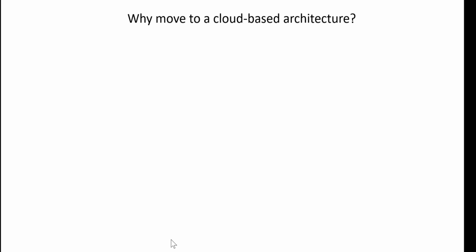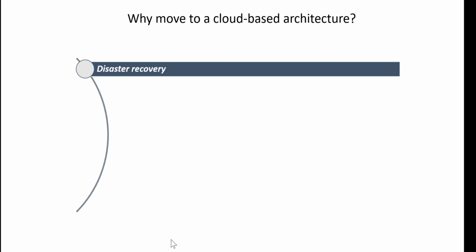So why are we moving to the cloud architecture? Because of disaster recovery. You can have many data clusters all over the world, like USA, UK, Japan, and if there is a hurricane somewhere, you can clone your data from the surviving data store.